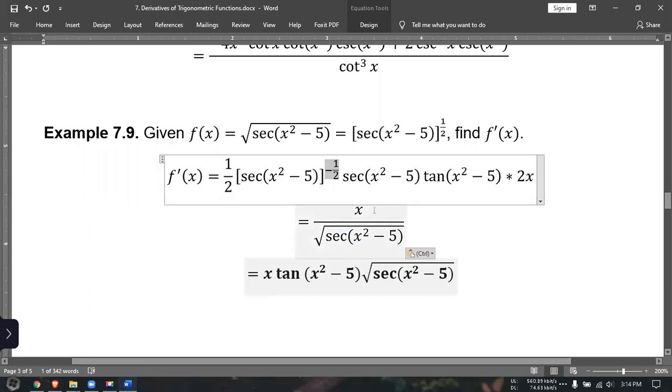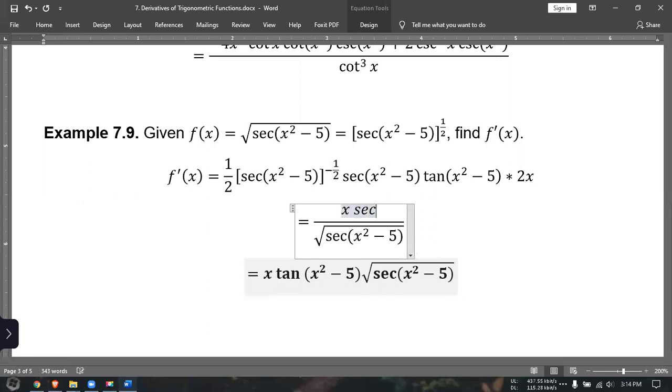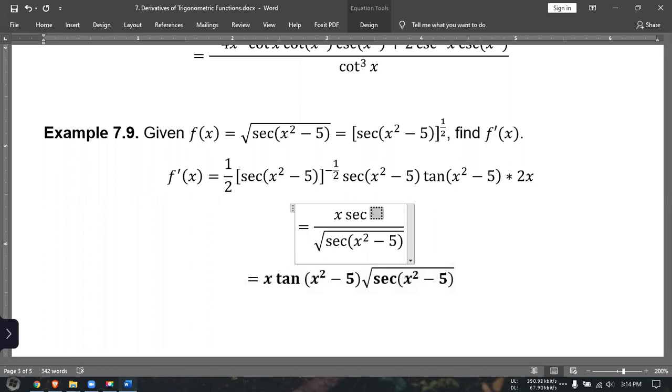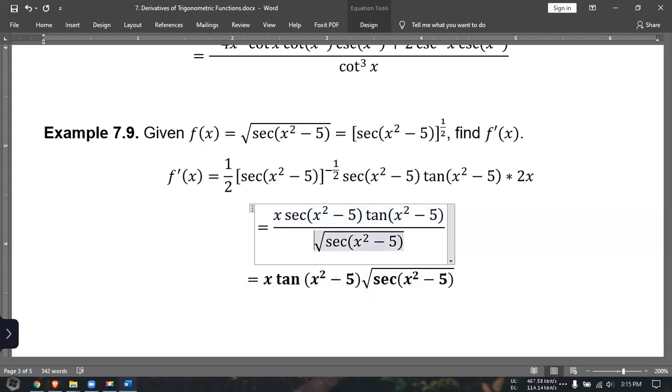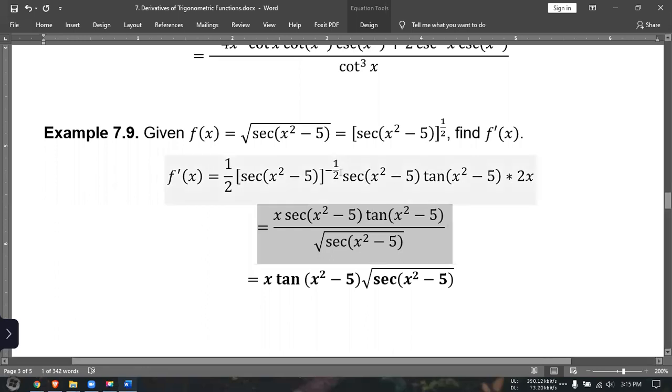Then we have here secant five tangent x. Okay. Any question about this line? Any question about this line?